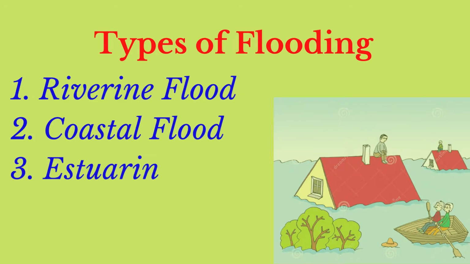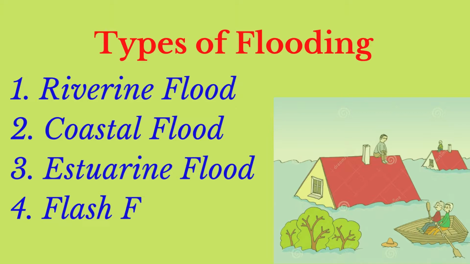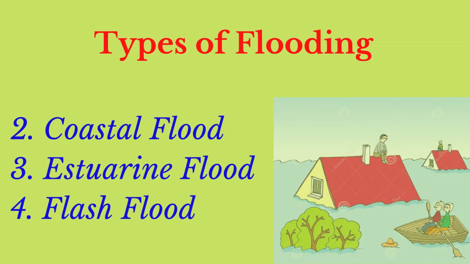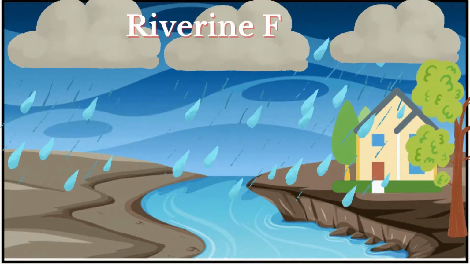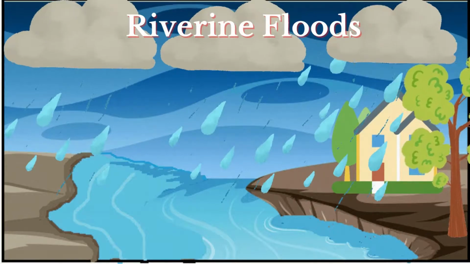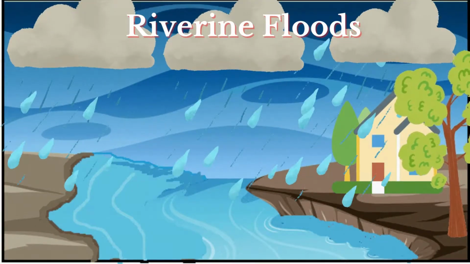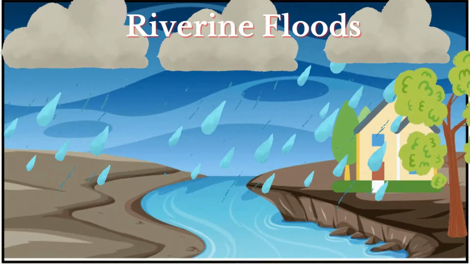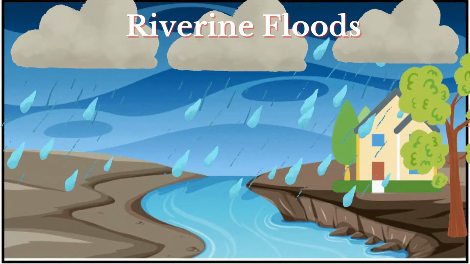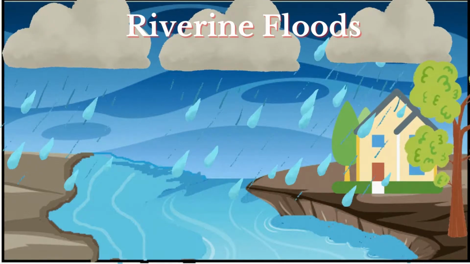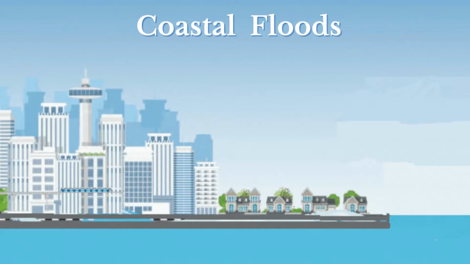We can broadly group floods into the categories riverine floods, coastal floods, estuarine floods, as well as flash floods. Riverine floods occur when the river channel cannot contain the available water and therefore overflows into adjacent lands.